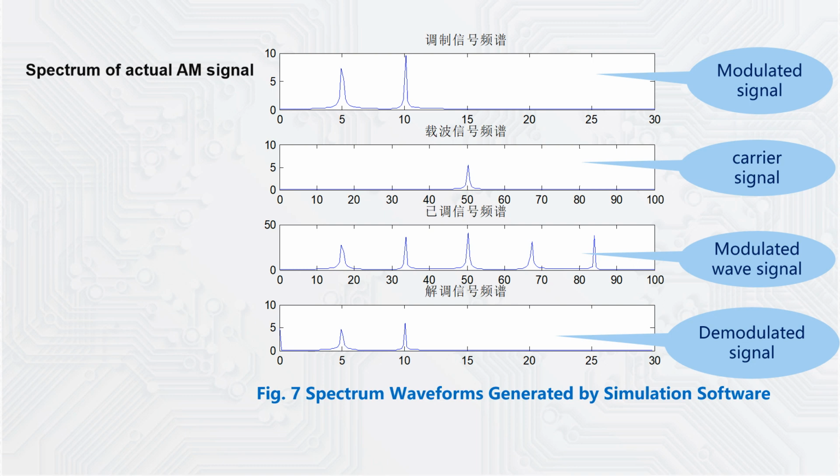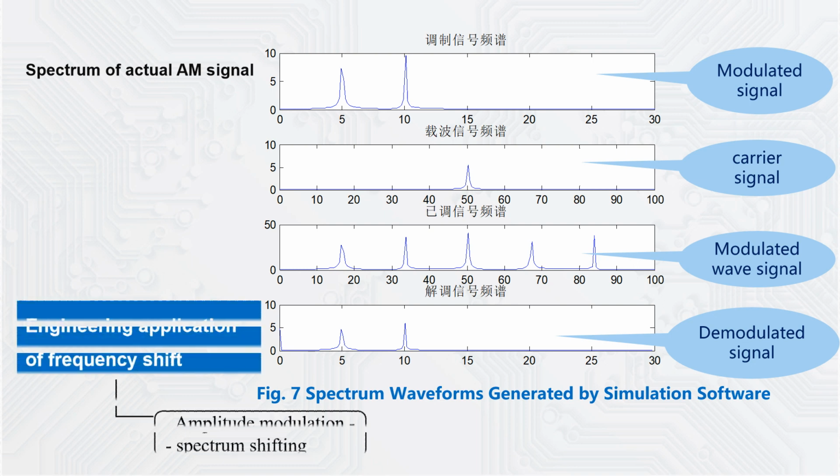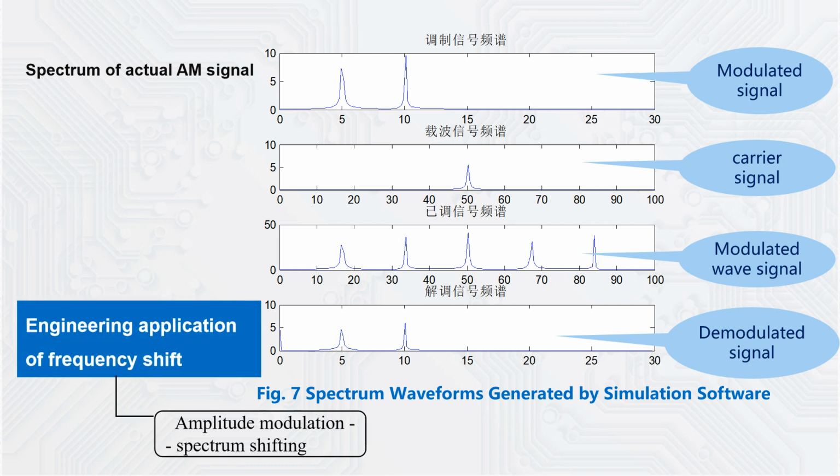We will discuss the detailed content of amplitude modulation in the communication electronic circuit. Today, based on frequency shift of Fourier transform, we studied amplitude modulation and spectrum shifting.